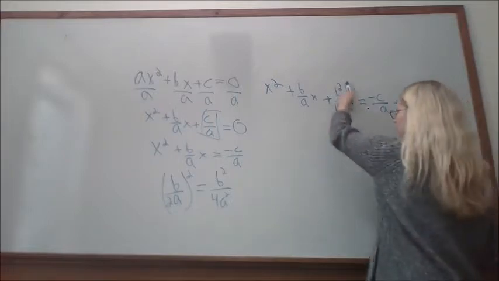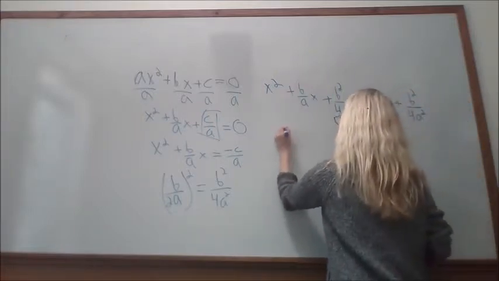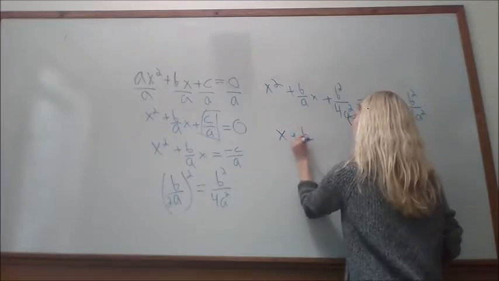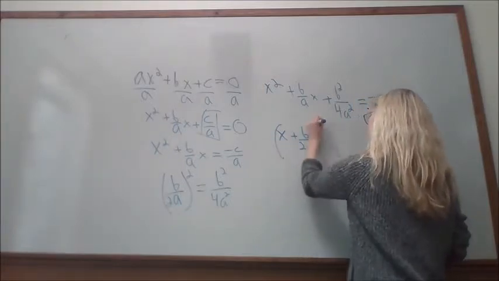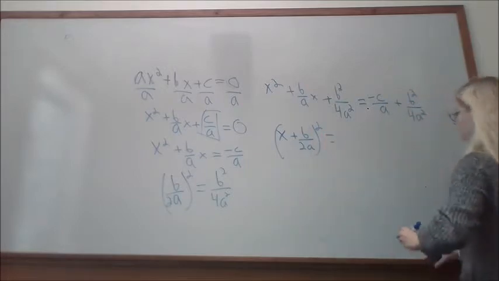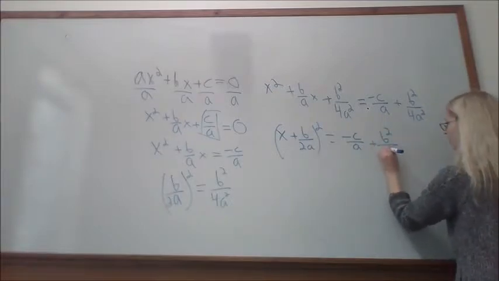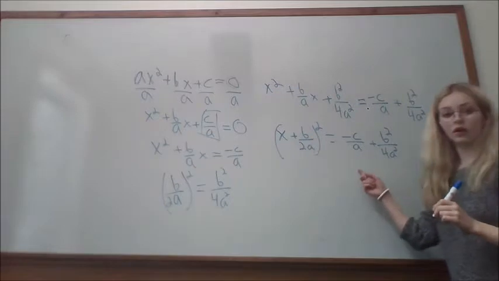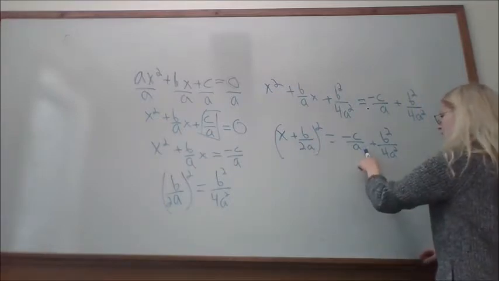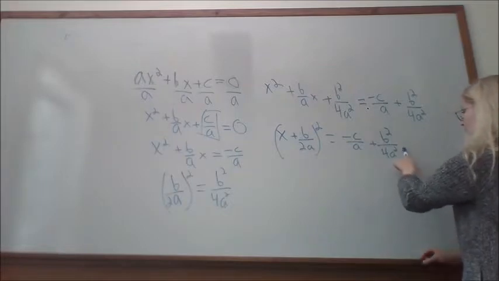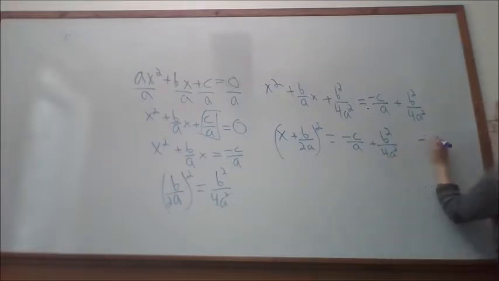So now we know that we can complete the square over here. So we get x plus b over 2a squared equals negative c over a plus b squared over 4a squared. But we know that if we want to change the denominator of a into 4a squared, we just take negative c over a and multiply it by 4a divided by 4a.